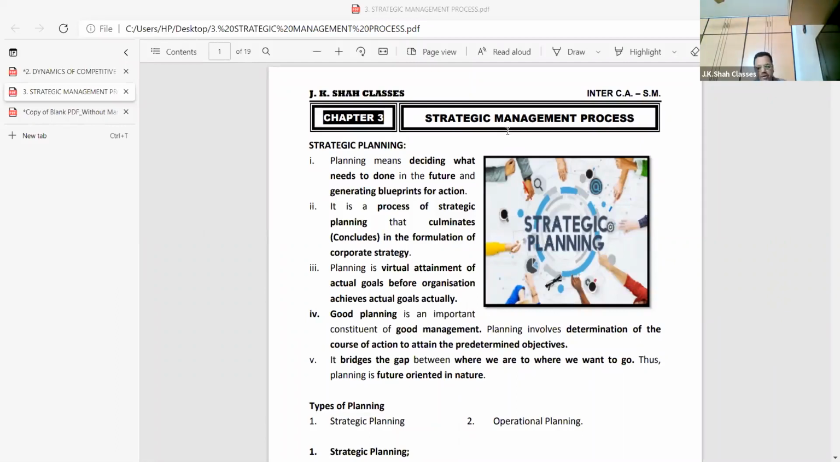See, when I gave the definition of strategic management, what I said was: strategic management is a process of developing a strategic vision, setting objectives, crafting strategies, implementing and evaluating strategies, and initiating corrective adjustments wherever deemed appropriate. Beta, in this chapter we are going to study the first part of the definition. Strategic management is a process.